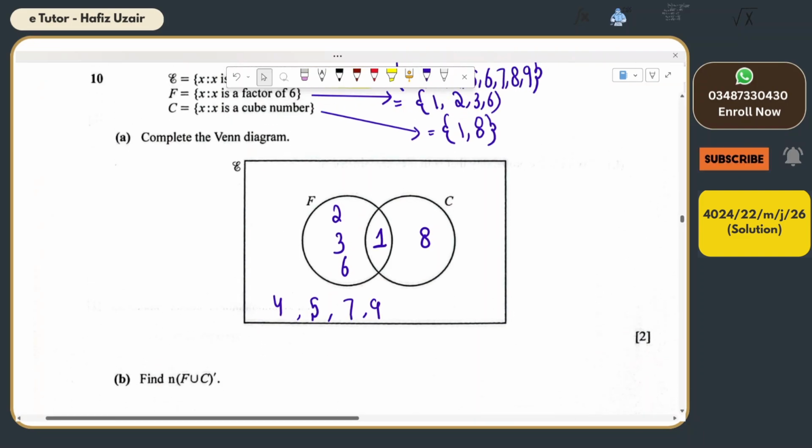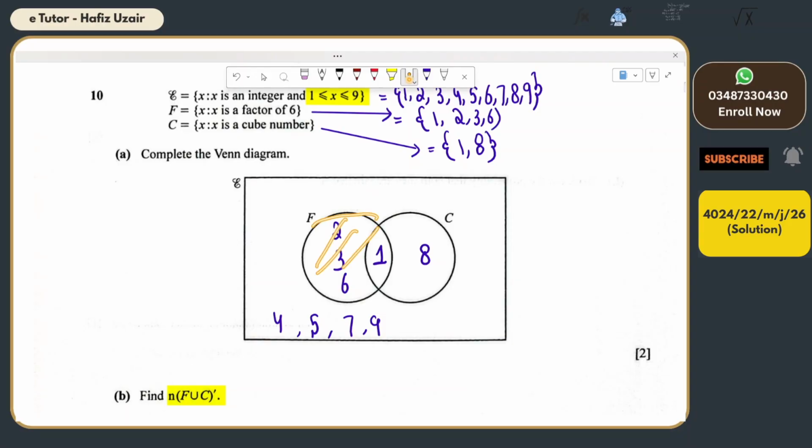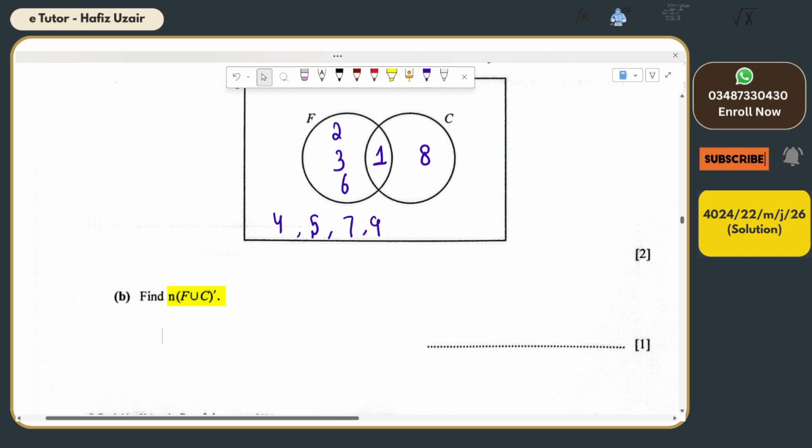This is question number 10 part A. In part B, you need to do F union C dash. F union C dash means anything outside F union C. So F union C is this part. So we need to take out all the things that are outside. So outside we have 4, 5, 7, 9. So how many numbers do we have? We have only 4 numbers. So the answer over here will be 4.